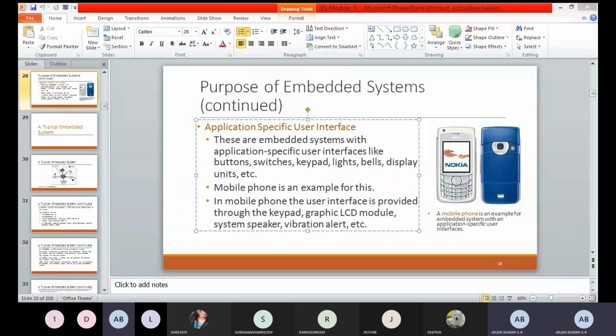Okay, through the embedded system we can make the connectivity. That's why we need it for this purpose also. That's why we require the embedded system for application-specific user interface. One good example here is the mobile phones.